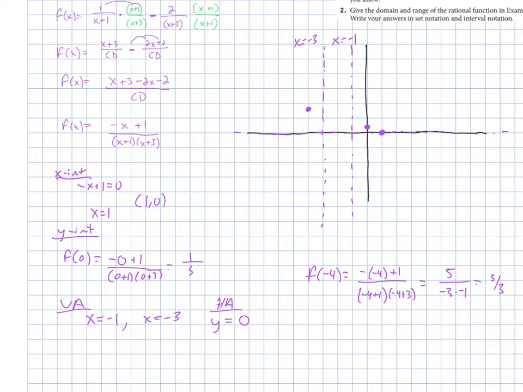I know it's got to approach my asymptotes there vertically and horizontally, so I get that. I know it doesn't cross because of the x-intercept. So the only x-intercept is over there on the right at 1.